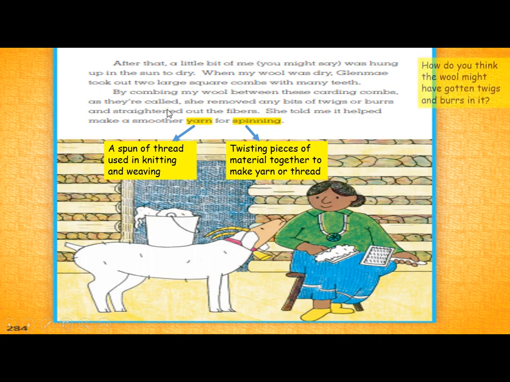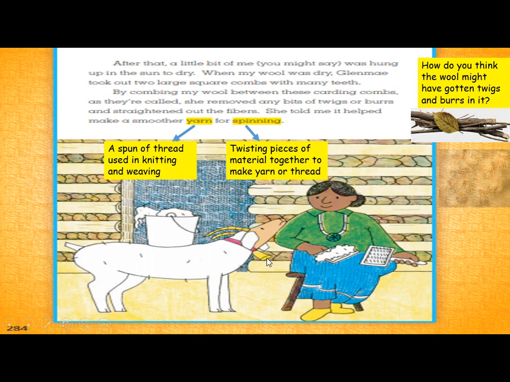So first of all, how do you think the wool might have gotten twigs and burrs in it? After chopping off the wool, it was not clean enough to make a yarn, to make a rug out of it. So Glenmay had to clean it off by combing it. These are the twigs and burrs, just to make it clearer. How did these get into Geraldine's wool?